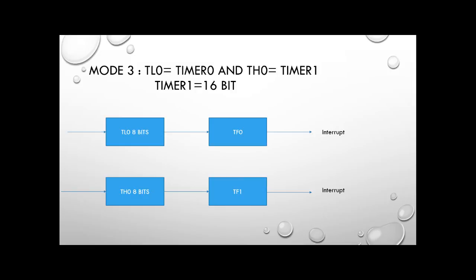After the interrupt is generated, the program execution will shift to the interrupt service routine, and after serving that, it will return to the original program.